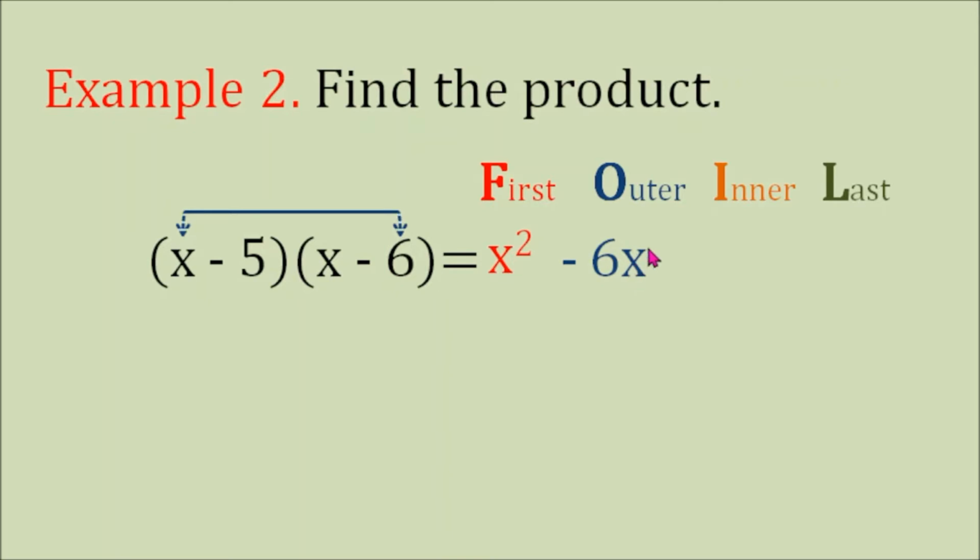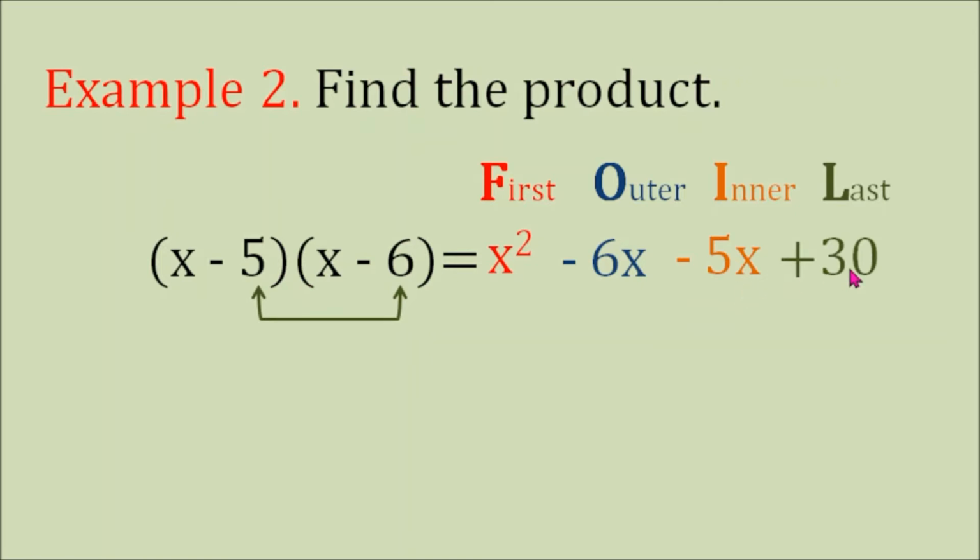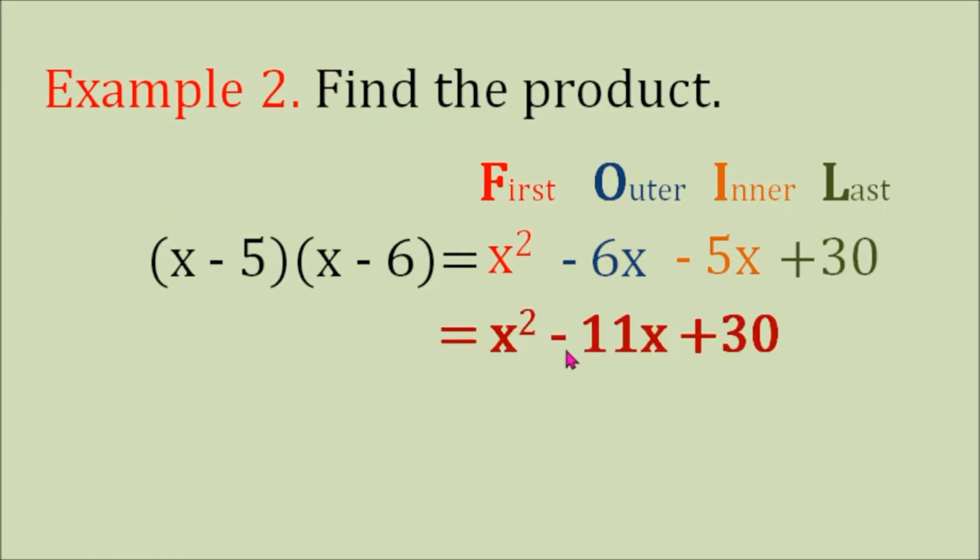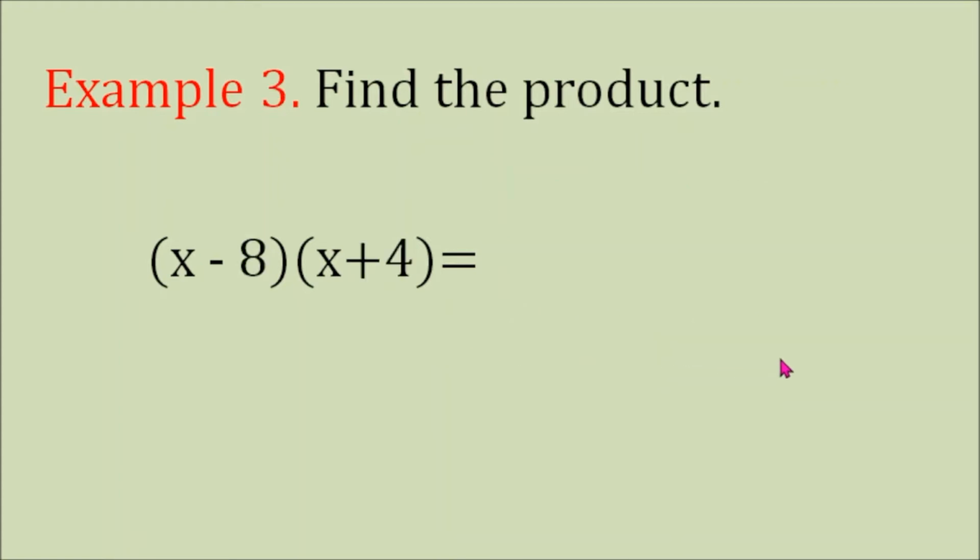Then product of the inner terms, that's negative 5 times x, that's negative 5x. Then product of the last terms, that's negative 5 times negative 6, that's positive 30. We can combine negative 6x and negative 5x, so our answer is x squared minus 11x plus 30.